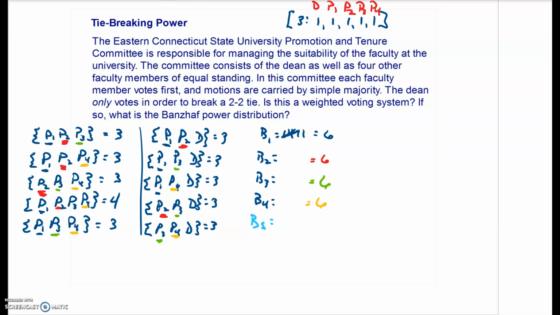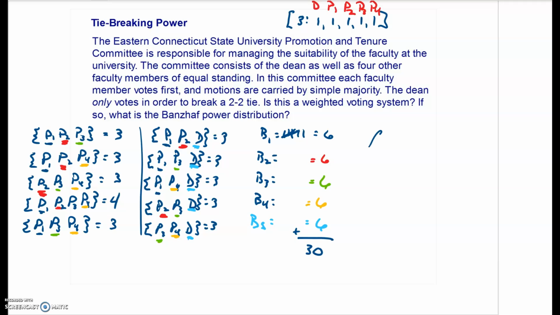And finally, the dean. The dean only votes to break a tie, so the dean is critical every time he votes, and he only voted 6 times. So now we can calculate. There are the Banzhaf numbers. Let's find the indices for each. Remember, we add these, so we have a total of 30.